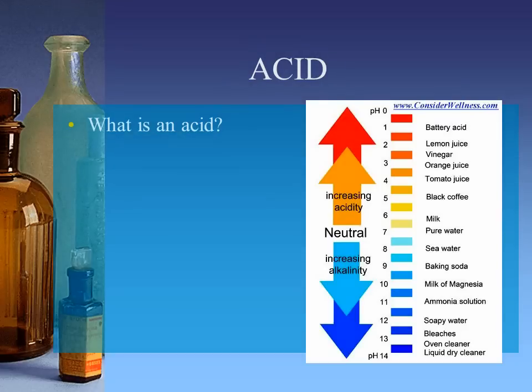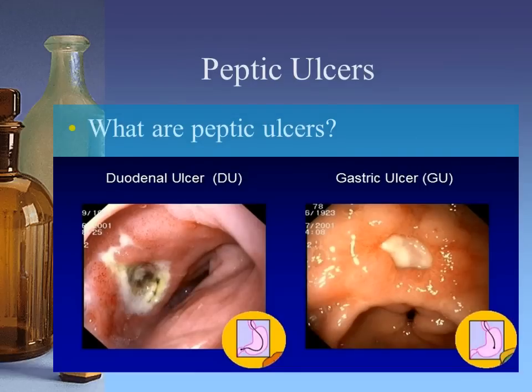So these acids play a role in a couple of disorders that we're going to talk about. And the first is that of peptic ulcers. So now thinking back to your reading, if you recall, what is a peptic ulcer? We would define it as basically open sores that develop on the mucosal lining of the stomach, and you can also see them on the duodenum.